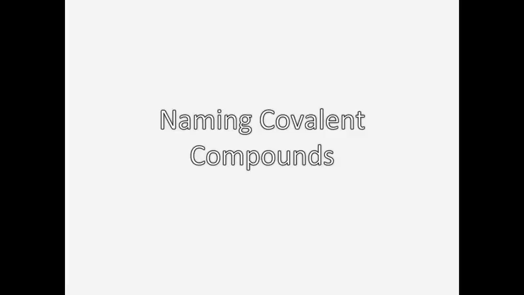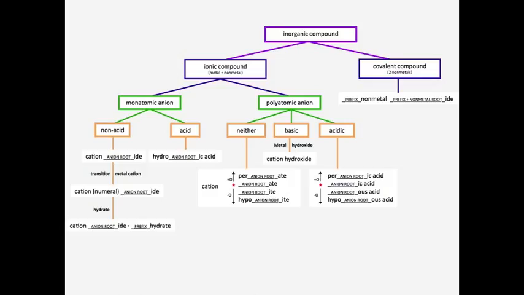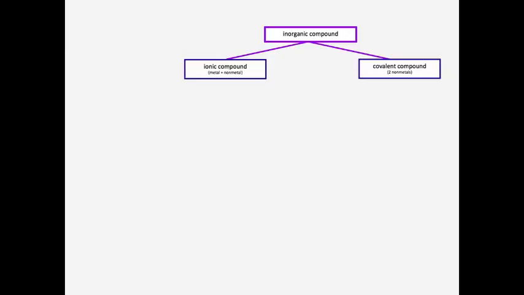In this video, I will discuss how to name covalent compounds. Here is an overview of all the naming procedures you have learned in Gen Chem 1. In the previous two videos, I presented an overview on how to name ionic compounds. Luckily, learning about covalent compounds is a lot easier. Covalent compounds are usually composed of two nonmetals.